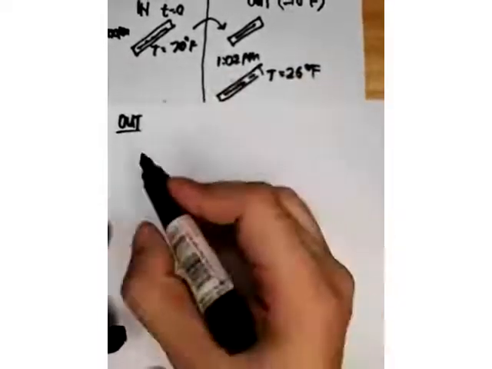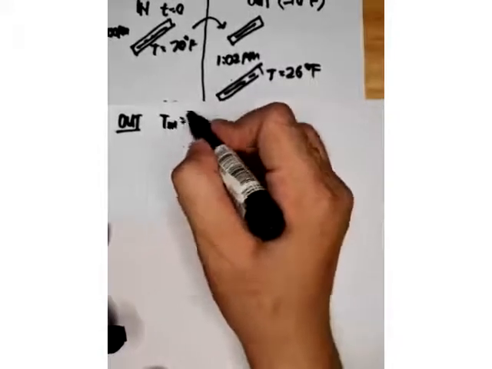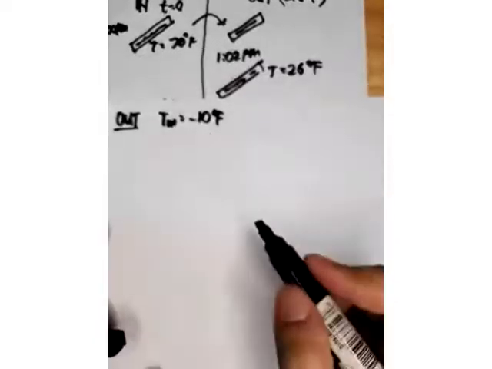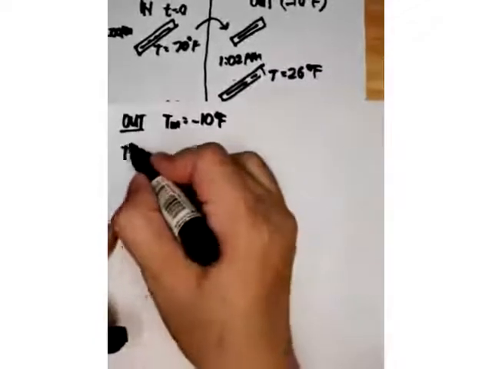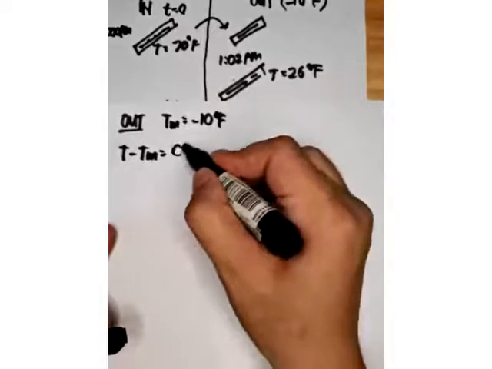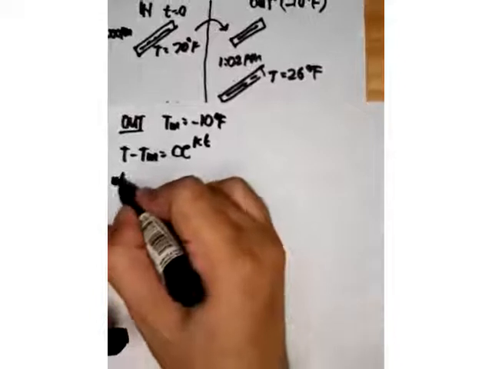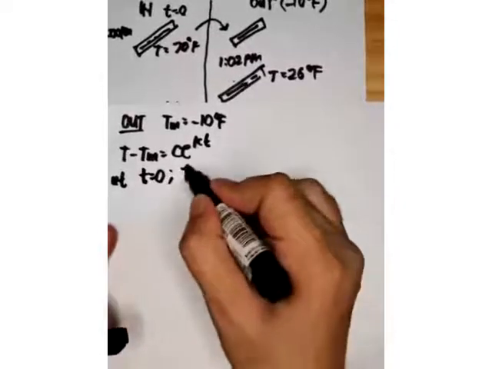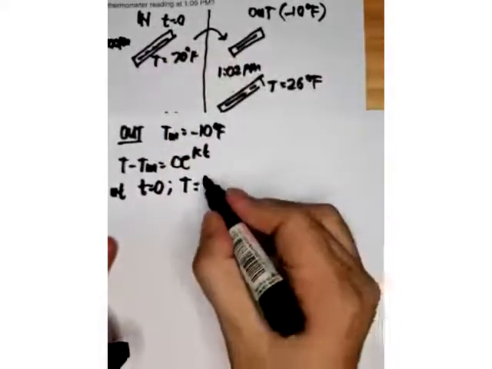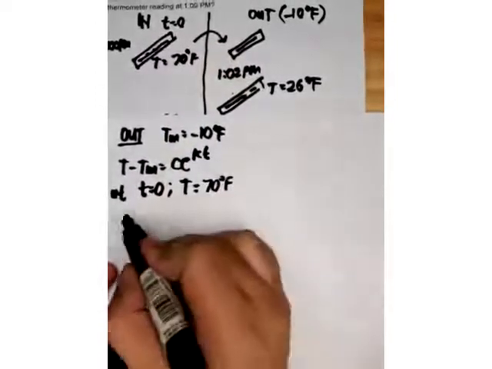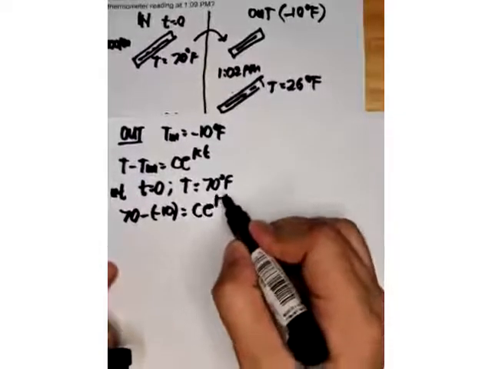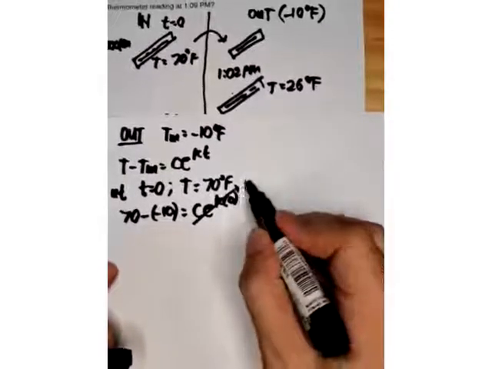Okay? Sa out, ang temperature ng environment natin ay -10 degrees Fahrenheit. Okay? So ang gagawin natin ay, formula natin, T minus Tm is equal to CE raised to KT. So first condition, at T is equal to 0, ang temperature, nilabas natin siya, ay 70 degrees Fahrenheit. So this is 70 minus -10 is equal to CE raised to KT. So this one is equal to 1.